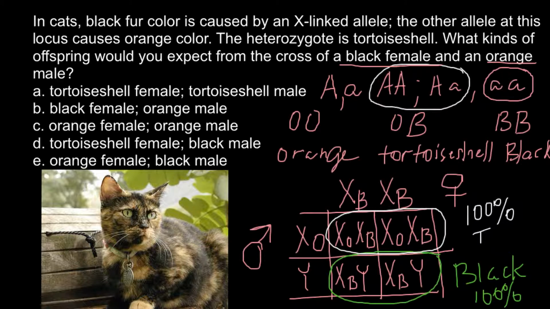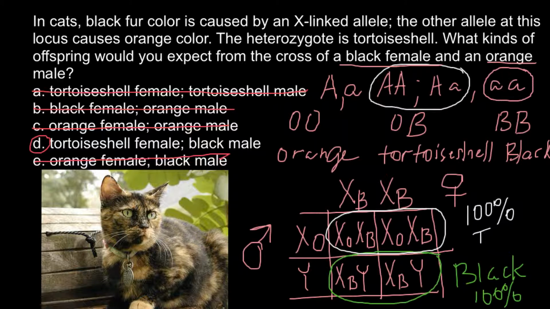Let's now check which answer is correct. Answer A, tortoiseshell female and tortoiseshell male, is an incorrect answer. Answer B, black female, orange male, is incorrect. Answer C, orange female and orange male, you can also cross out. Answer D, tortoiseshell female and black male, is our answer. And answer E, orange female and black male, would also be incorrect.